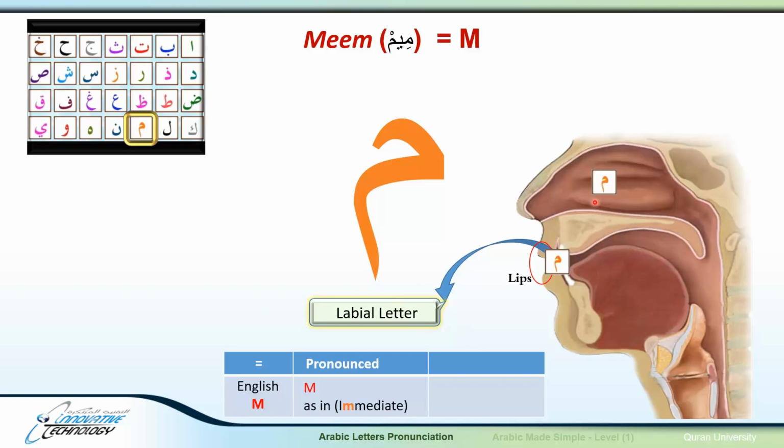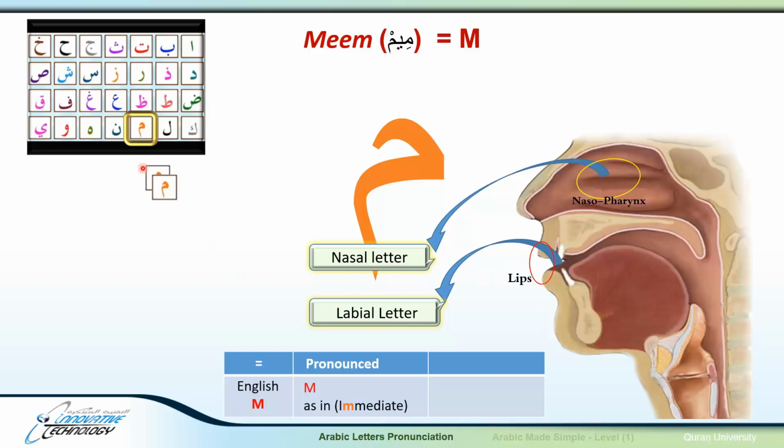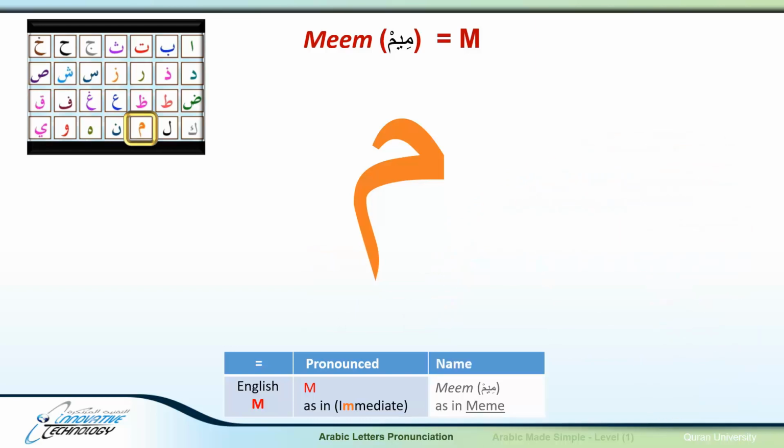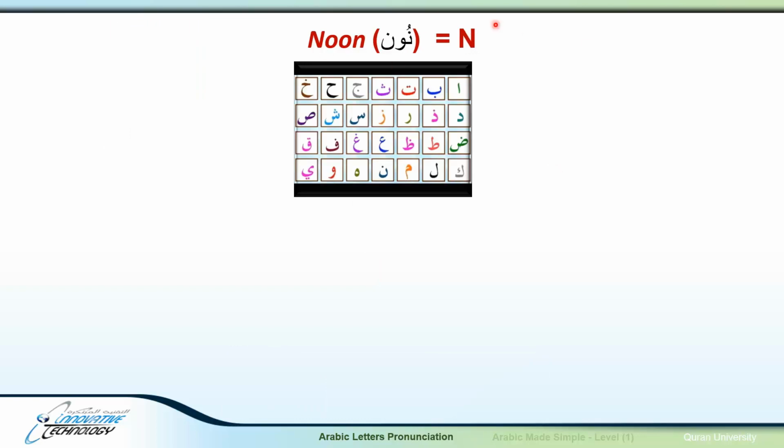But the second articulation point that exists at the same time as the labial one is at the nasopharynx, and that's what gives the meme its nasal tone. So it's also classified as a nasal letter. It's both a labial letter and a nasal letter, as we pronounce it from the lips together with a nasal tone embedded in it. It's called meme, yet it's pronounced im. The next letter is the nun.